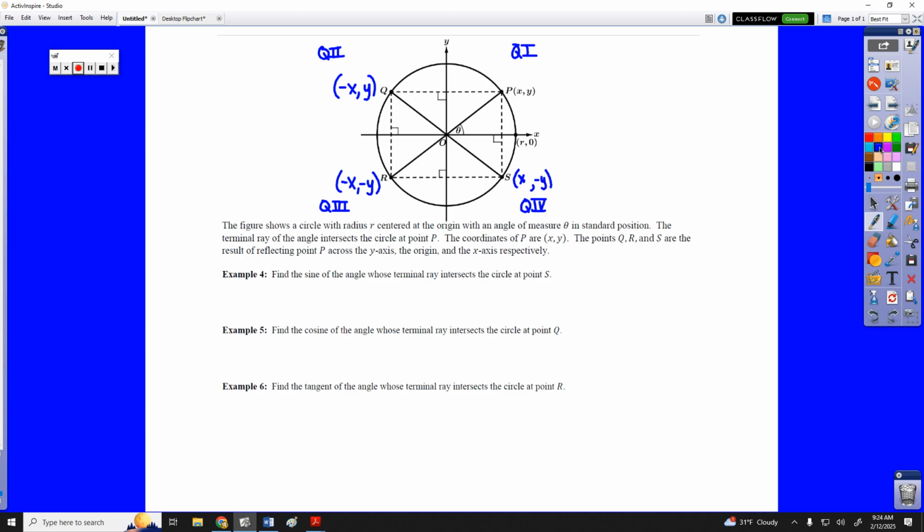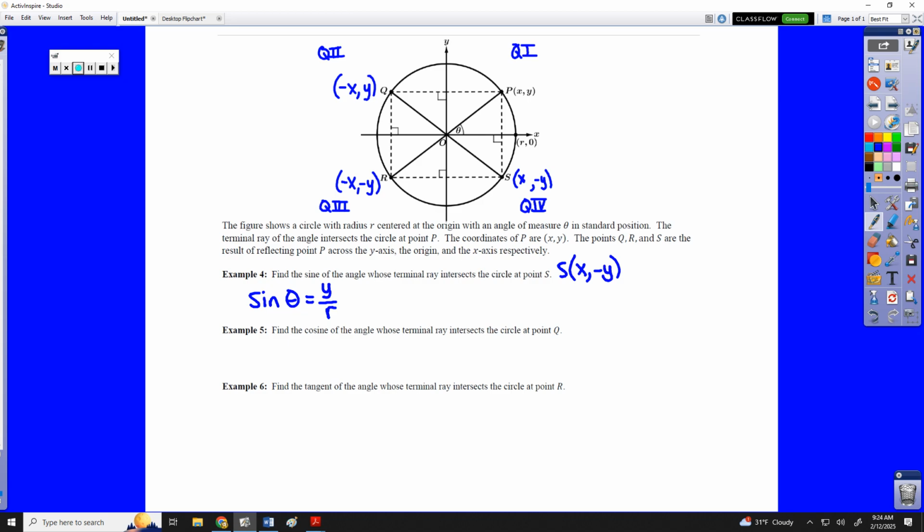Now, remember that we have a radius of r, so we're going to be using point S in this problem. Well, point S has coordinates x, negative y. So when we use an x or a y value, it will be those coordinates, the coordinates of point S. So, the sine of any angle, it doesn't matter what angle we're talking about, is always the vertical displacement over the radius, or y over r.